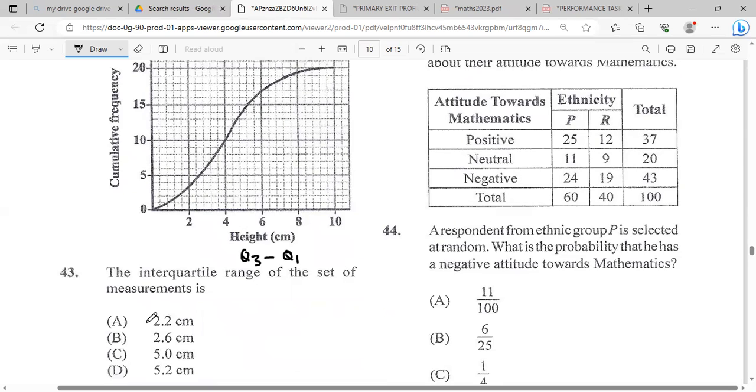So that's going to work out to 5. 10 minus 2.5, which is, so that's C. All right, 44 now.